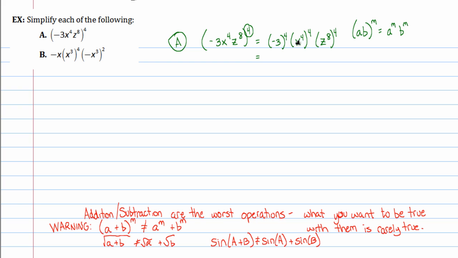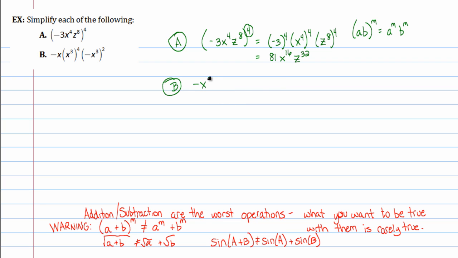All right, back to our example. So we have negative 3 to the fourth power. That's negative 3 times negative 3, which is a positive 9, times another positive 9, so that's 81. x to the fourth to the fourth is x to the 16th. And z to the 8th to the 4th, we've actually done that one. That's z to the 32nd. By the way, I can do nothing else there, right? That's as clean as it gets.